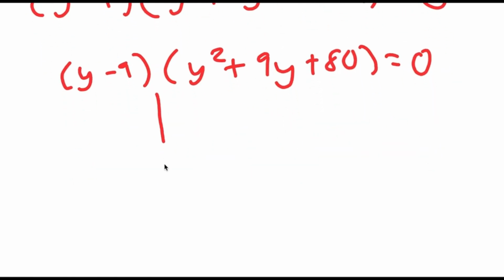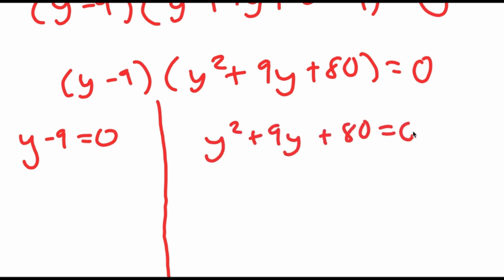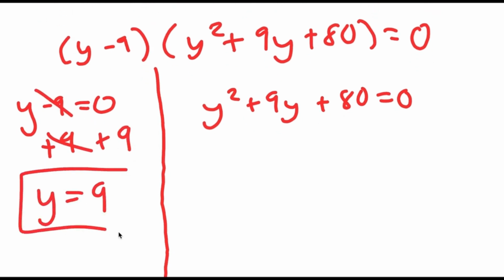So now this gives me two equations. I have y minus 9 is equal to 0, and I also have y squared plus 9y plus 80 is equal to 0. So for y minus 9 equals 0, all I have to do is add 9 on both sides, and I get that y is equal to 9.